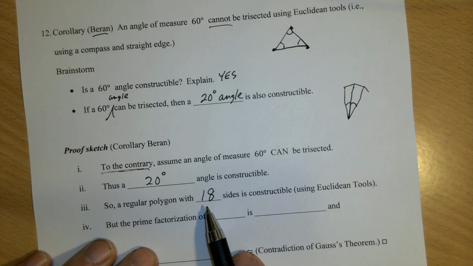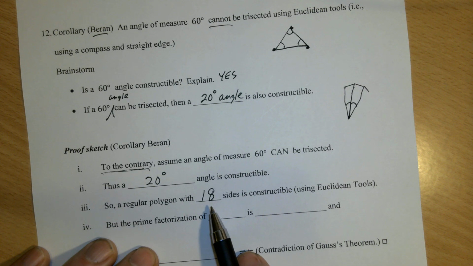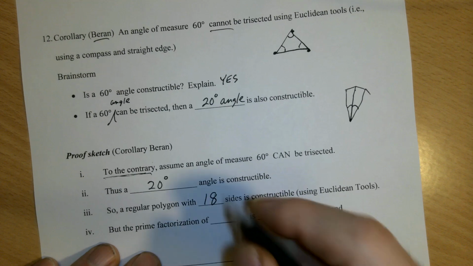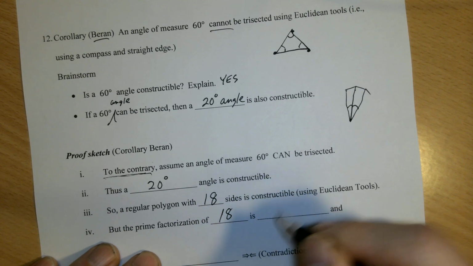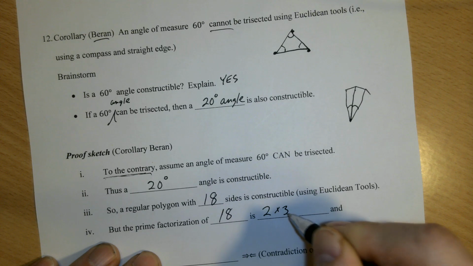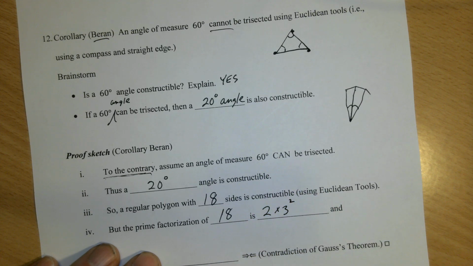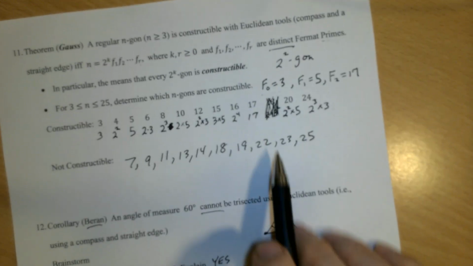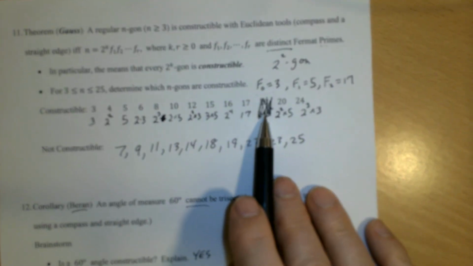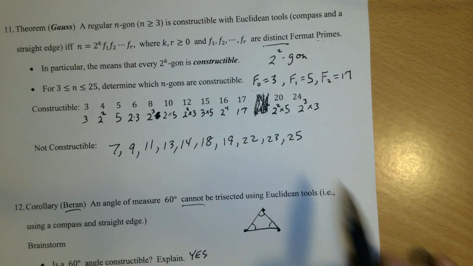Let's see if we can construct an 18-sided regular polygon. What is the prime factorization of 18? We already did it up there. The prime factorization of 18 is 2 times 3 squared. Well, remember we came up with that originally. We made a mistake up here. 18 is 2 times 3 squared.